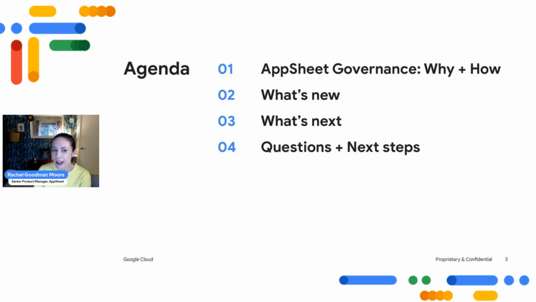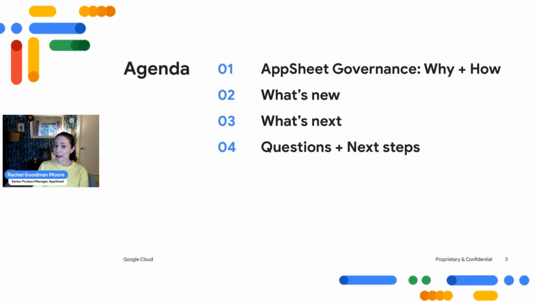I have a bit of an agenda here, an overview of what we're going to be talking about. As I mentioned right at the outset, we'll talk about AppSheet governance as a whole, AppSheet administration as a whole, what it is, why you should do it, some strategies for setting yourself up for success. We'll talk about the tools that we've been working on over the last year or so that help make those things hopefully a little bit easier and more straightforward.